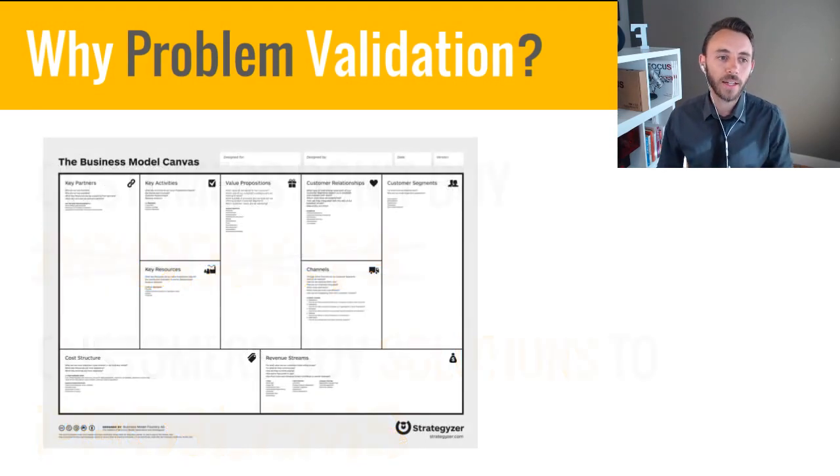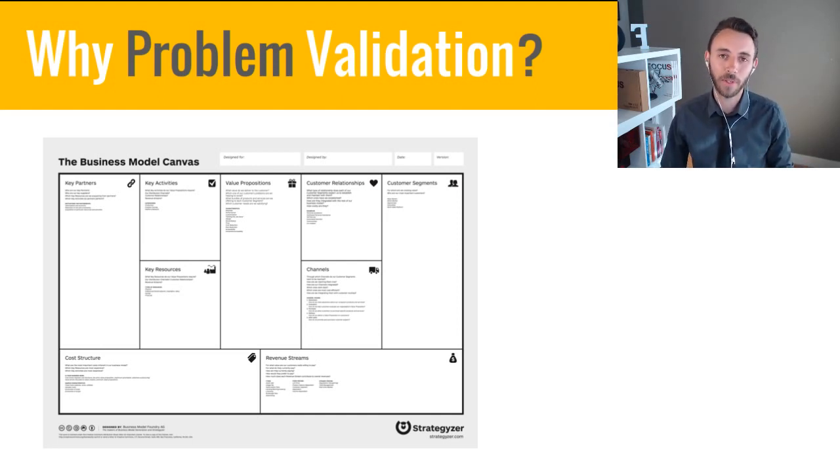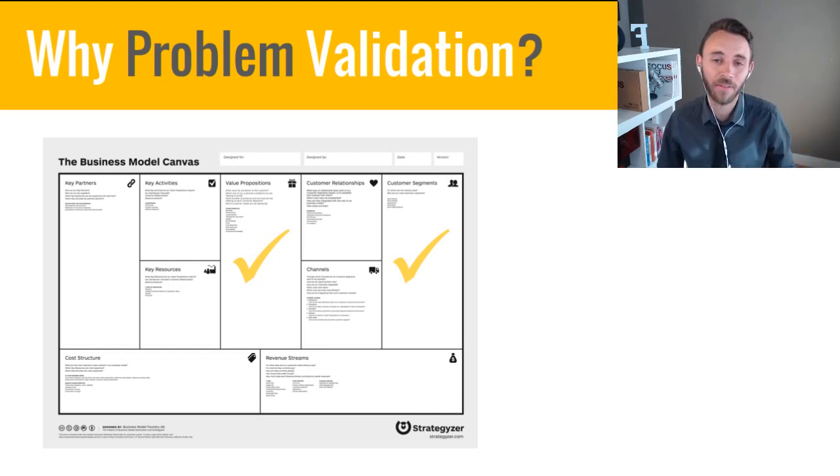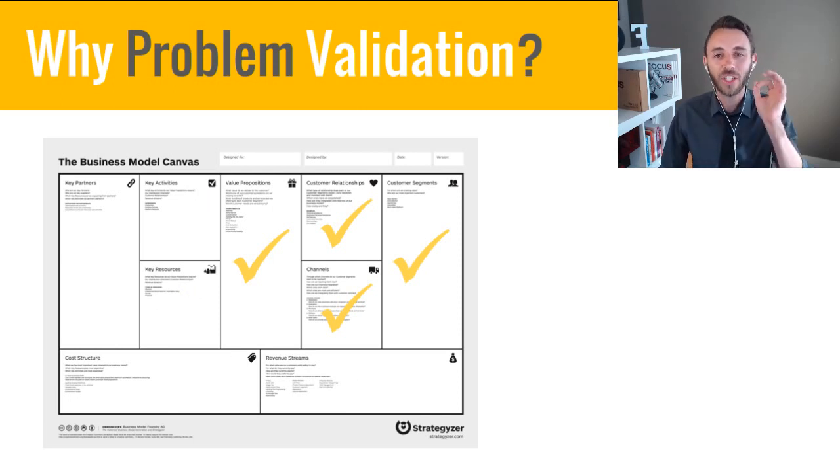Because when we do that, something really interesting happens. During the problem validation process, we're going to knock out several components of the business model. So we're going to validate the customer segments portion of the business model. We're going to validate the value proposition sections of the business model. And while we do that, and as a direct result of the conversations we have with our customers, we're also going to validate the customer relationships and the channels components of their business models.